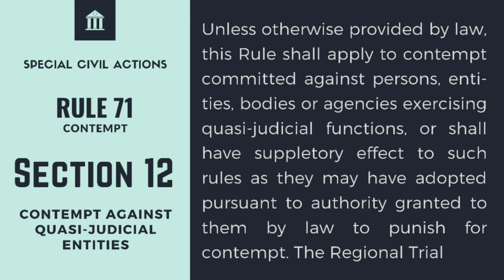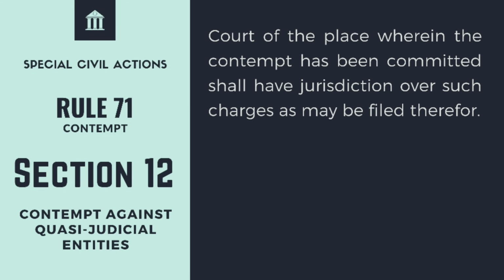Section 12. Contempt against quasi-judicial entities. Unless otherwise provided by law, this rule shall apply to contempt committed against persons, entities, bodies or agencies exercising quasi-judicial functions, or shall have suppletory effect to such rules as they may have adopted, pursuant to authority granted to them by law to punish for contempt. The regional trial court of the place wherein the contempt has been committed shall have jurisdiction over such charges as may be filed therefor.